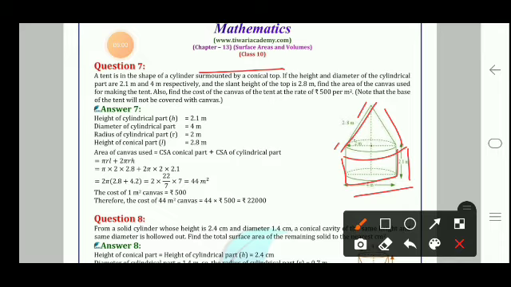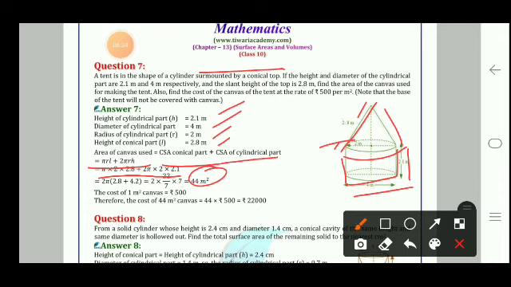Also find the cost of the canvas at the rate of rupees 500 per meter square. So it means the height is 2.1 meters and the diameter of the cylinder is 4 meter, so the radius of the cylindrical part is 2 meter, and the slant height of the conical part is 2.8 meter. So the area of canvas will be the curved surface area of the conical part plus the curved surface area of the cylindrical part, that is pi rl plus 2 pi rh. Putting all the values, pi into 2 into 2.8 plus 2 pi into 2 into 2.1. On solving we get 44 meter square.